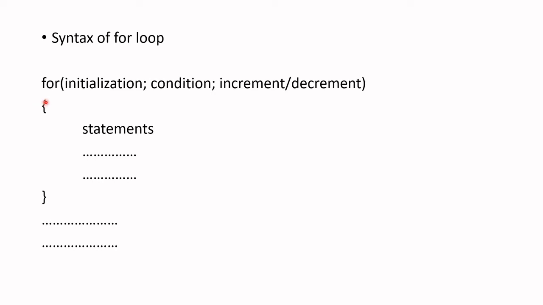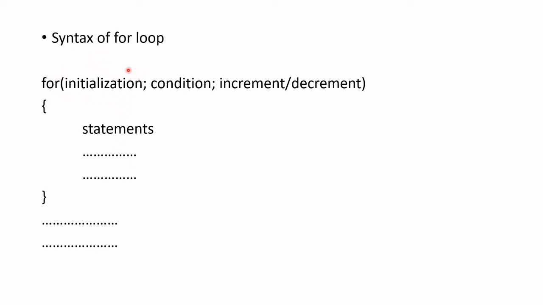And after that, within the opening curly bracket and closing curly bracket, we can write our statements which you want to execute when this condition is true. Now we will see how this for loop actually works.